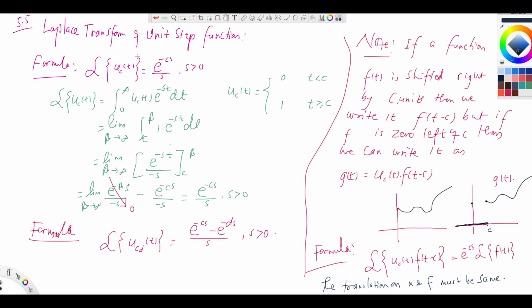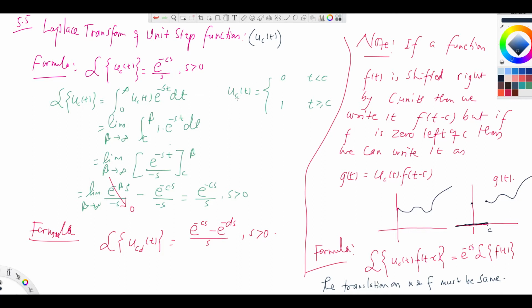The next thing we want to do is find the Laplace transform of the unit step function, u_c(t), right? That's what you denote it by. So we want to find the Laplace transform of that. The formula is: the Laplace transform of u_c(t) is e to the negative cs over s, where s is greater than 0. You can see how that comes about.